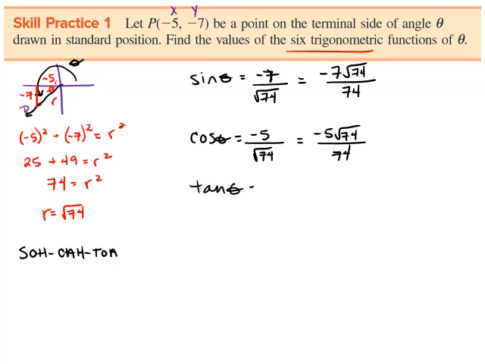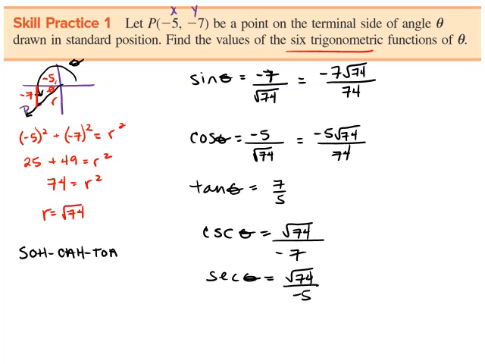Tangent of theta is 7/5. And then I can find the other three trig functions by taking these reciprocals. Cosecant is the reciprocal of sine. This is the square root of 74 over -7. Secant is the square root of 74 over -5. And then finally, cotangent is 5/7. And we're done.